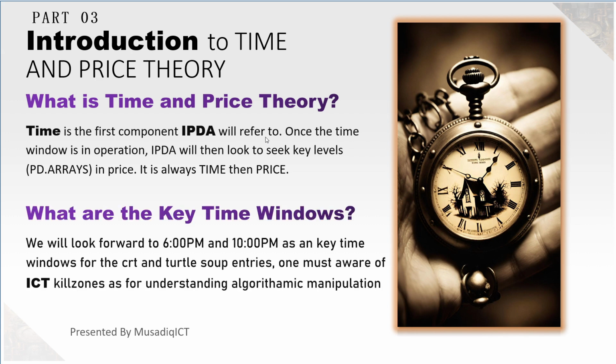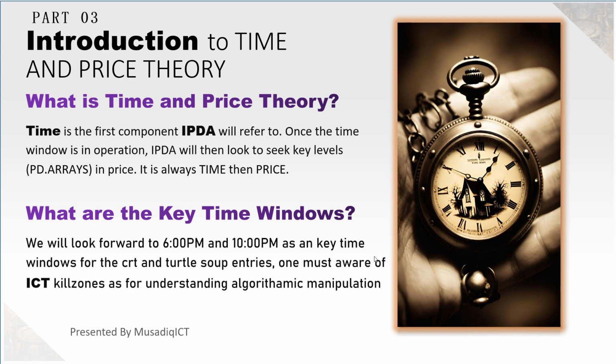So what are the key time windows? We'll look forward to 6 p.m. and 10 p.m. as key time windows for CRT and turtle soup entries. One must be aware of ICT kill zones for understanding algorithmic manipulation. If you are not aware of algorithmic manipulation or the ICT kill zones, you basically need to go and learn about them, because it is very important in this phase of trading.